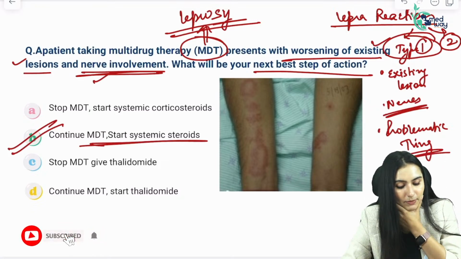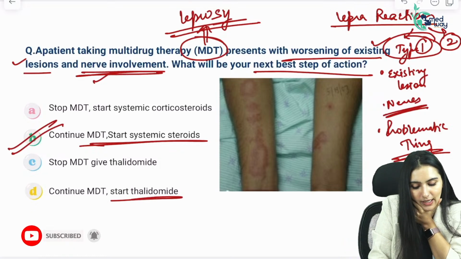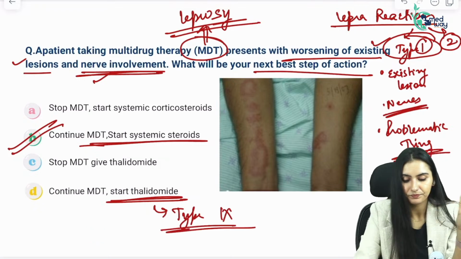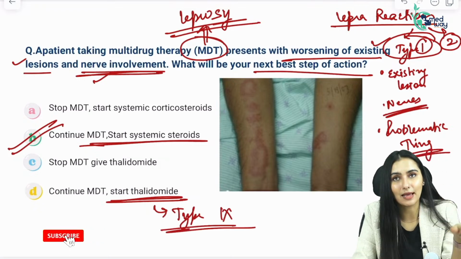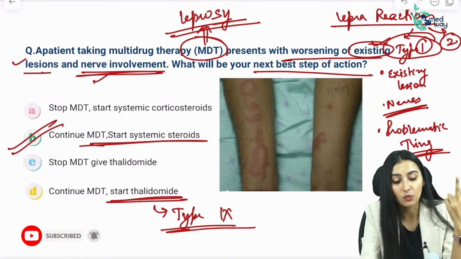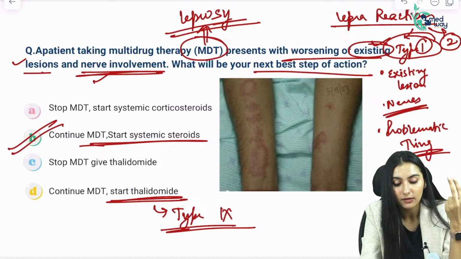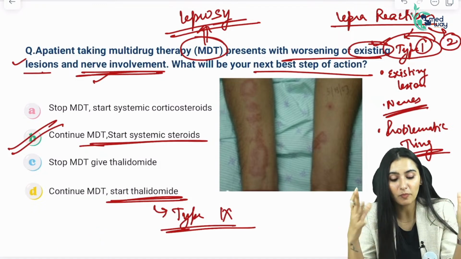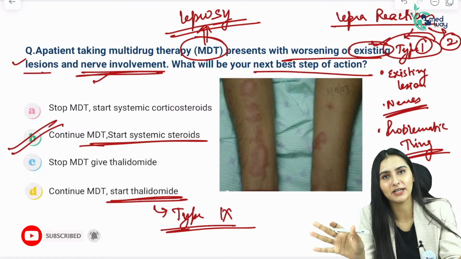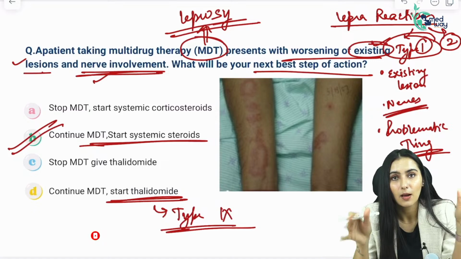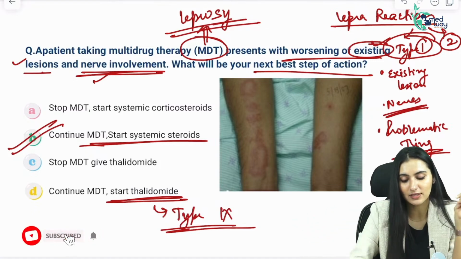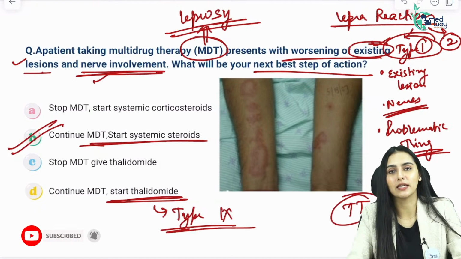Alright, any question, just let me know. Why will you not start thalidomide? Thalidomide is not used for type 1 reaction. No. Why do I say that it is a type 1 reaction? The existing lesions are involved, they are becoming worse, there is nerve involvement and the immunity is developing, so the patient is facing a problem. If it was a type 2 reaction, it is a downgrading reaction. The patient is very happy in type 2 reaction. He thinks everything is fine, but that is not actually fine. Okay, so because it's going up, it is going towards the TT pole. That is why your lesions increase.